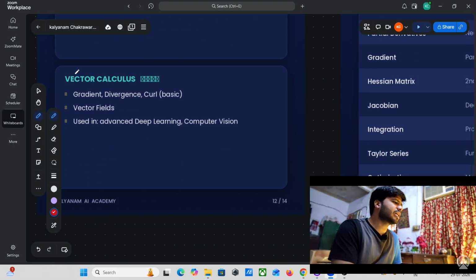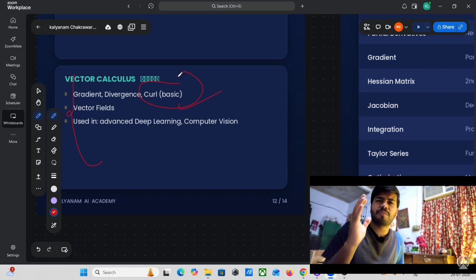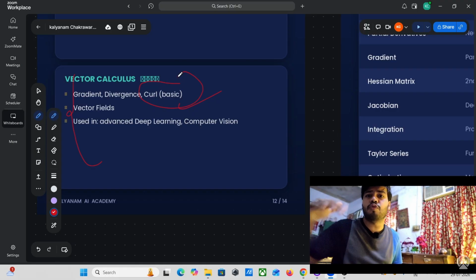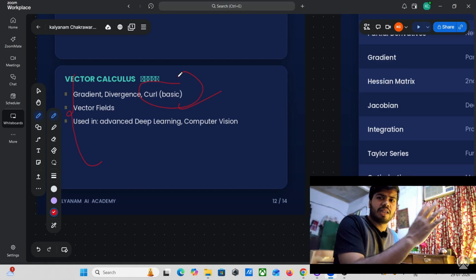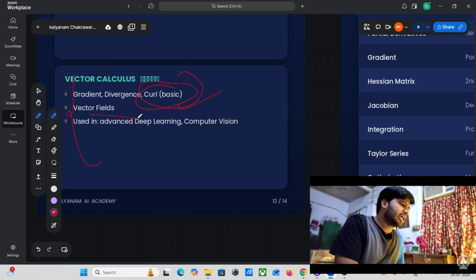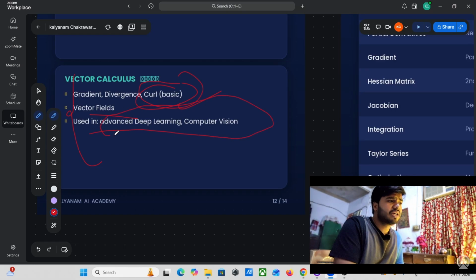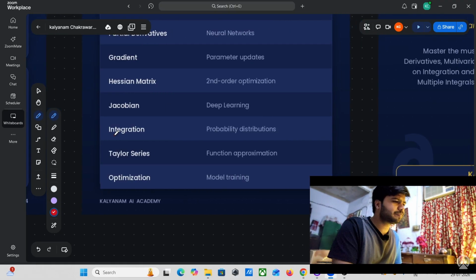So in the vector calculus section, you need to master the gradient, divergence, and curl. In the curl section, you need to learn only the basic things, and not move to the advanced, for the understanding purpose, like how the curl performs in our data set. So you need to learn only the basic part here. And the vector fields are also used in the advanced deep learning section, like computer vision, where you will perform image processing kind of things.